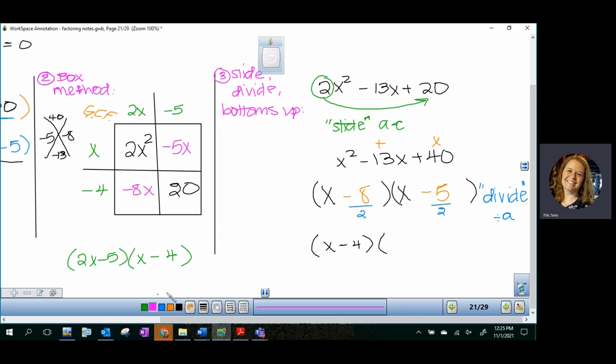But if it doesn't divide evenly, like 5 divided by 2, that's a decimal, right? You take that denominator and you move it up to a coefficient in front of the variable. So that's then 2x minus 5. That's the bottoms up step.